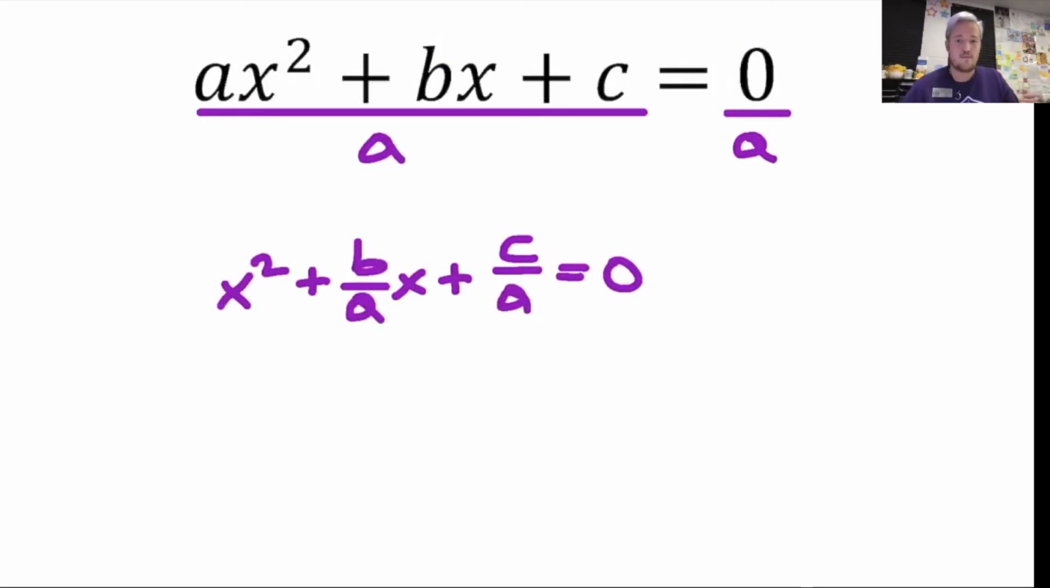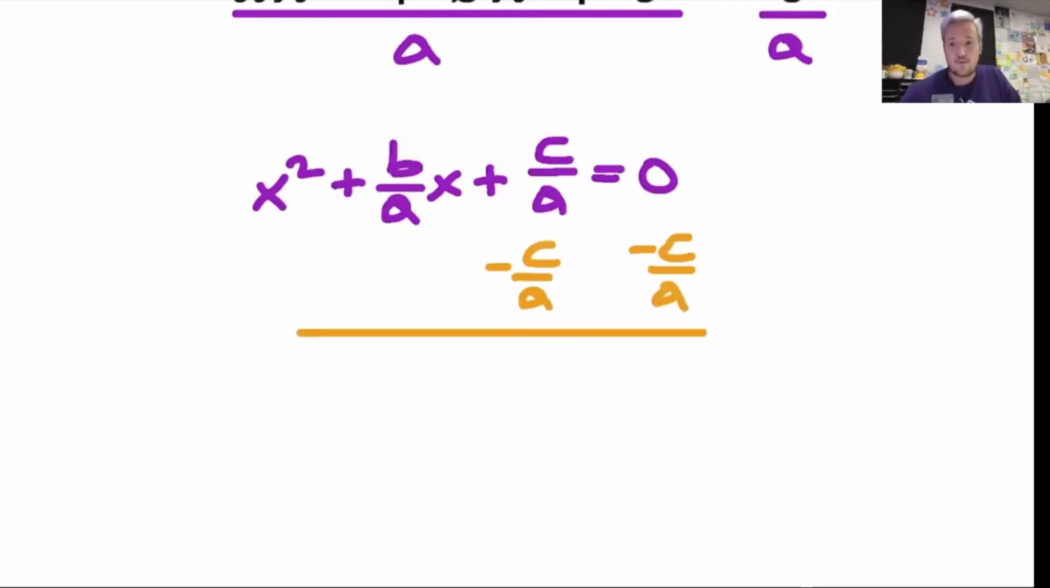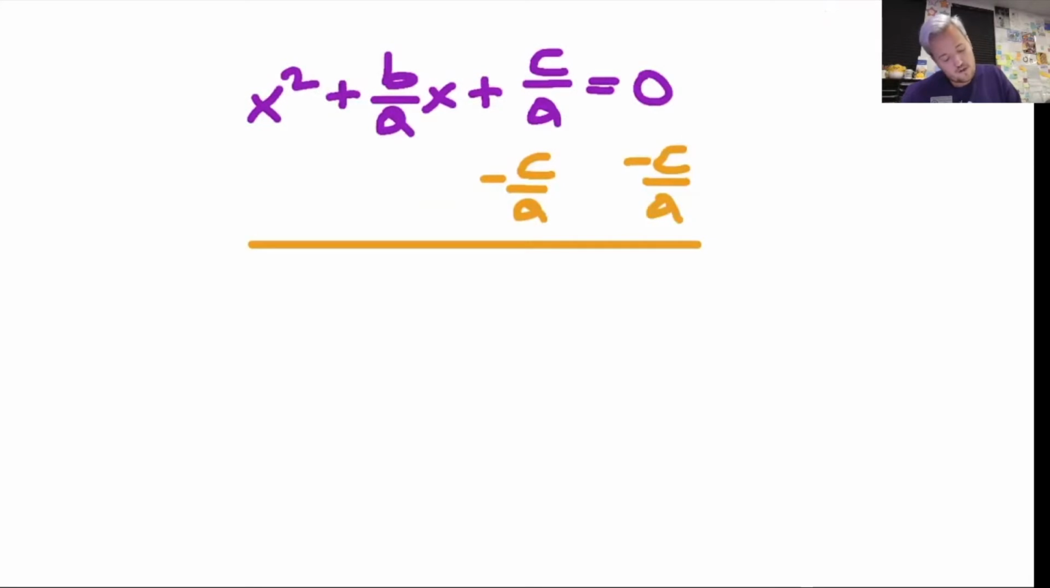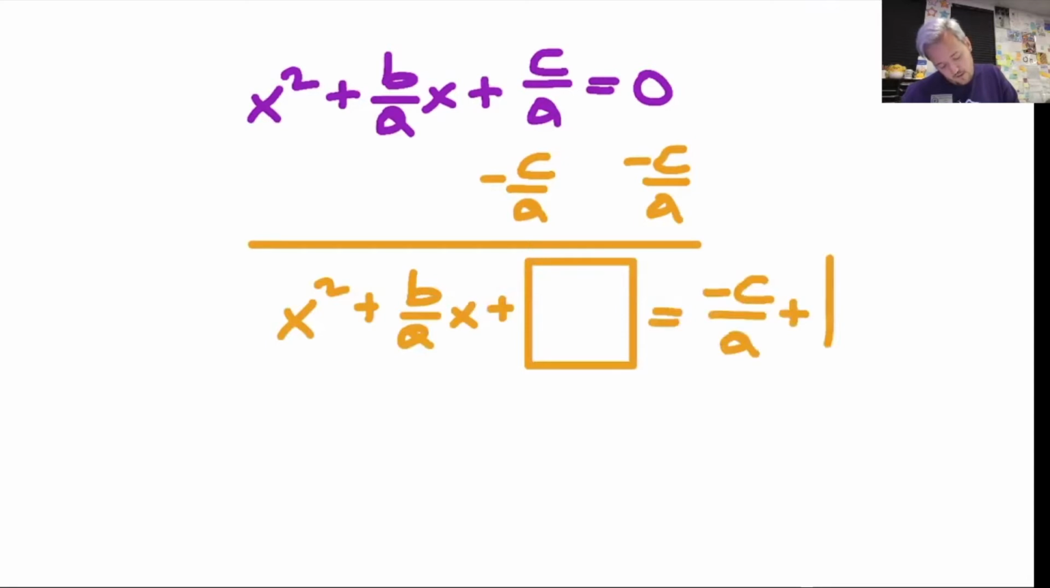On the right side, 0 divided by a is still going to give you 0. All right, the next thing I want to do is move over the c term. So subtract c over a on both sides. When I do this, I'm about to complete the square. So I'm going to do x squared plus b divided by a x plus a square term, and that's going to equal negative c over a plus the square term.